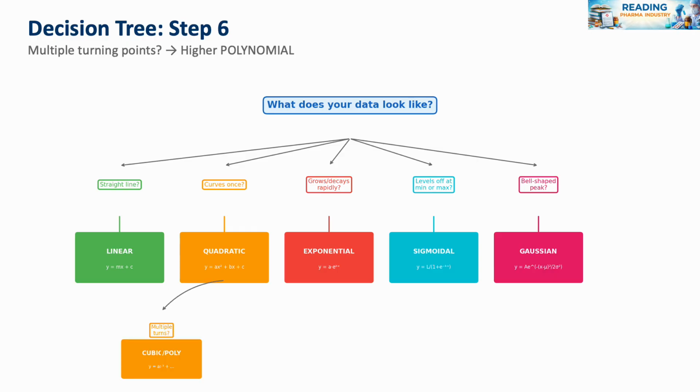distributions. If your data has multiple turning points, it goes up, then down, then up again, then you need higher order polynomials. I suggest you look into cubic for 2 turning points, and maybe you need higher degrees for more complex patterns. But you need to be careful about the overfitting problem.